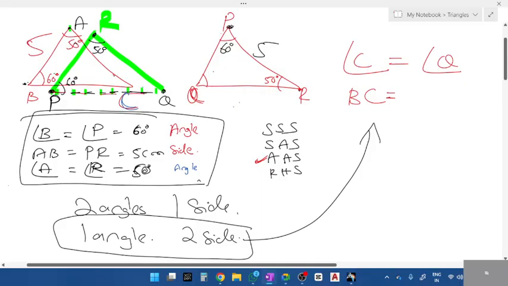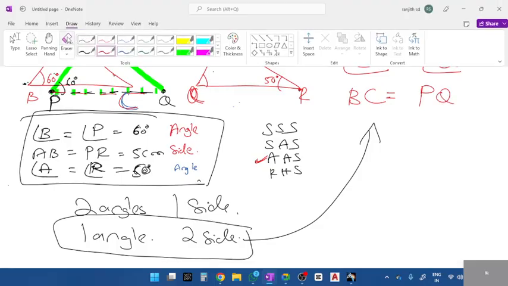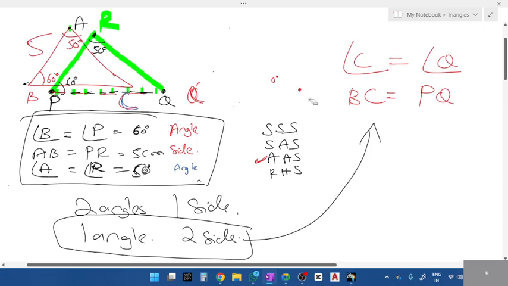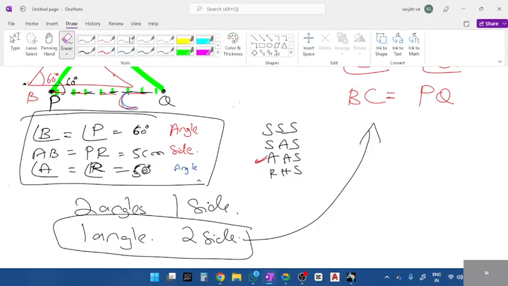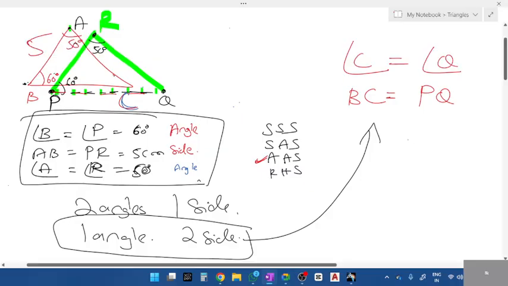Look at the PQR triangle. PQ. Yes. Now ignore this. This is done. I have rotated the triangle and placed it on top of the other. This is how we have to study congruency.